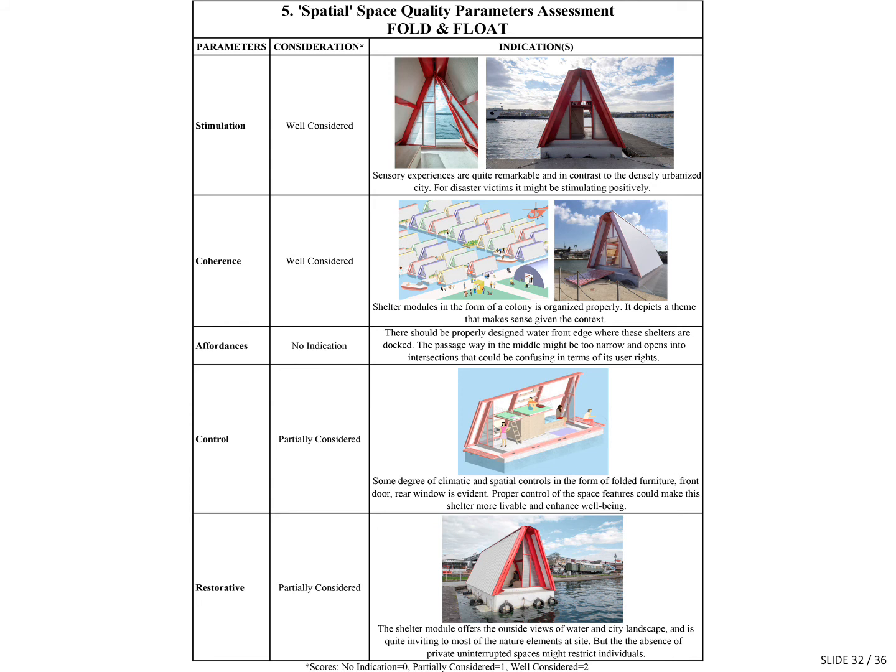Control is considered partially, as there is some degree of climatic and spatial control in the form of folded furniture, but there is no arrangement for separation like privacy needs. Restorative is considered partially. The space offers outside views of water and city landscape and is quite inviting to most of the nature elements at the site, but the absence of private and uninterrupted spaces might restrict individuals.